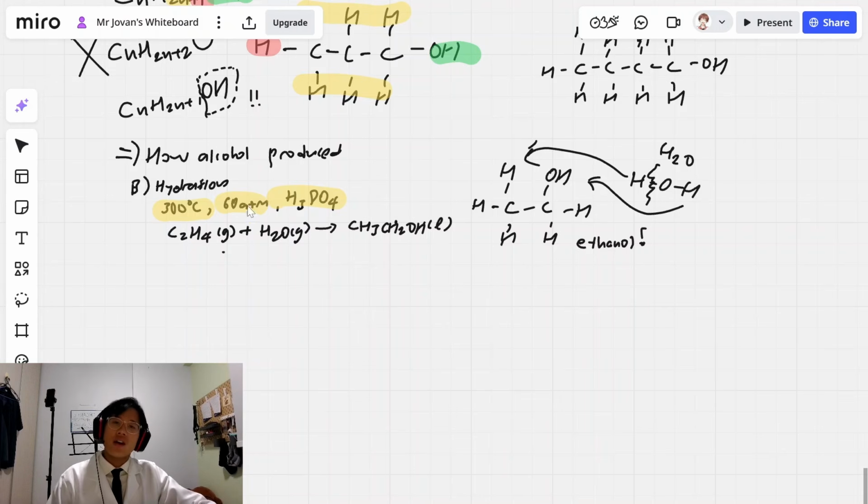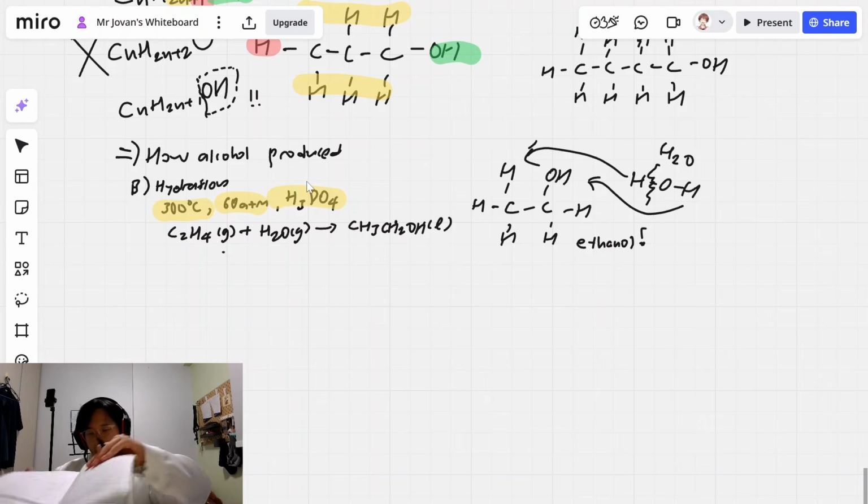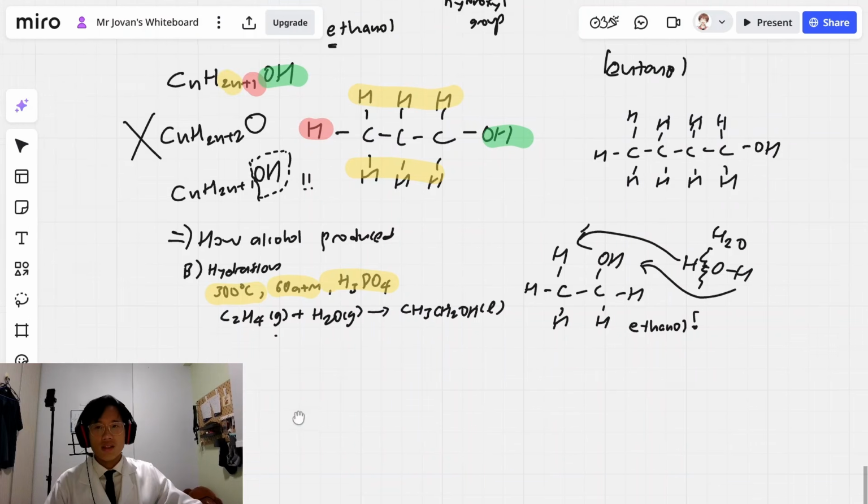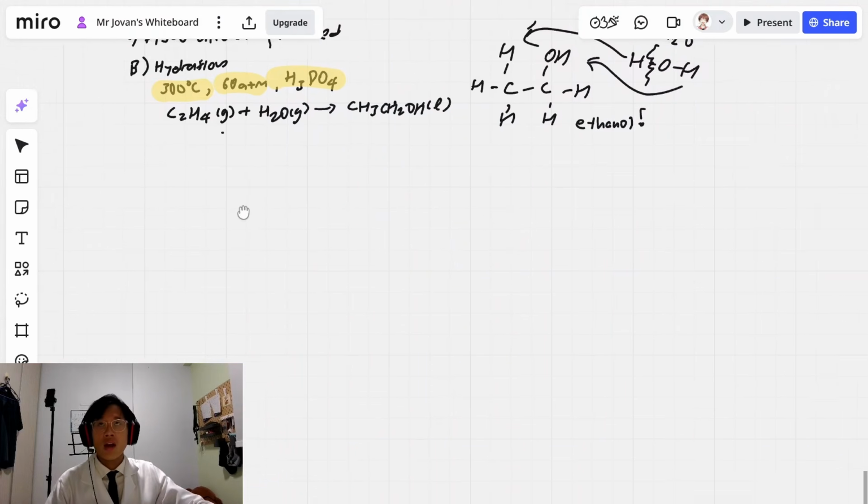We learned hydration. I add water, because I'm hydrating, into an alkene to get an alcohol. Simple. Now, what else do we need to know about alcohols? This is going to be a bit more complicated, so please stand by.